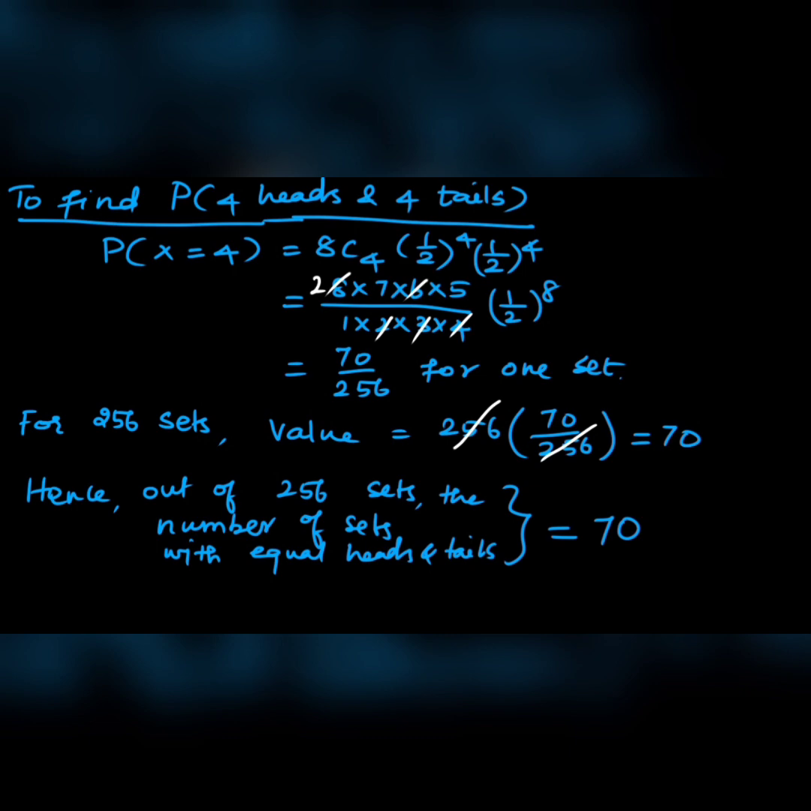Actually, we calculated the probability value for one set. That is, tossing a single coin 8 times is considered as one set. The probability of getting equal heads and tails is 70 by 256 for a single set. But this process is repeated 256 times, which are treated as 256 sets. So out of these 256 sets, 70 sets may be the result of getting an equal number of heads and tails.